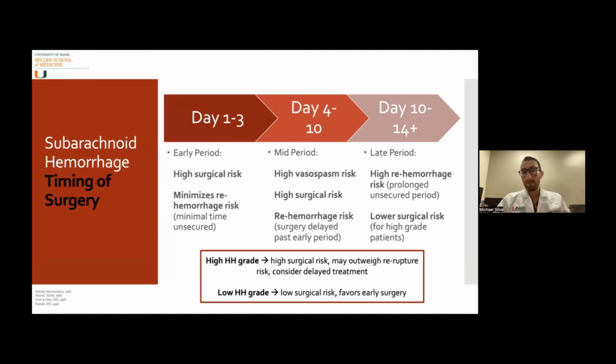So in summary, high Hunt-Hess grade, very angry, swollen brain, poor surgical candidate in the acute setting. So you may be more willing to accept the risk of rehemorrhage and delay treatment to when surgery is safer. Low Hunt-Hess grade, low surgical risk, early surgery doesn't carry an exceedingly high risk due to the fact that the brain is less swollen than the high grade patients. Therefore, early surgery is typically favored.